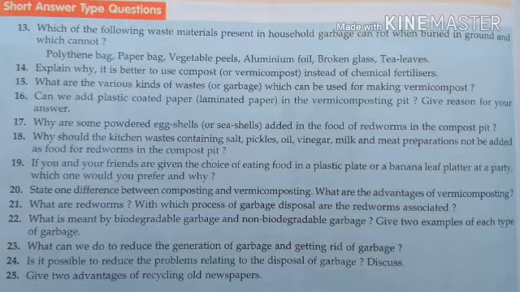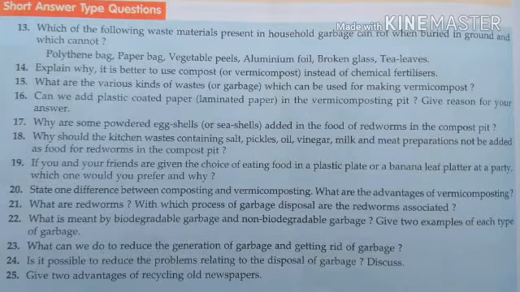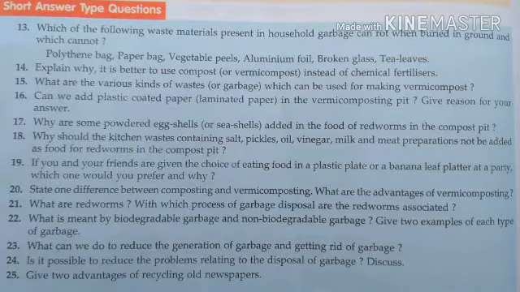Next, why should the kitchen wastage containing salt, pickles, oils, vinegar, milk and meat preparations not be added as food for redworms in the compost pit? Redworms do not take food like pickles, salt, oil, vinegar and milk. Why? Because they contain acid. So these materials may change the pH of the digestive system or the gastric juices, so they won't use this material as food for the red worms in the compost pit.